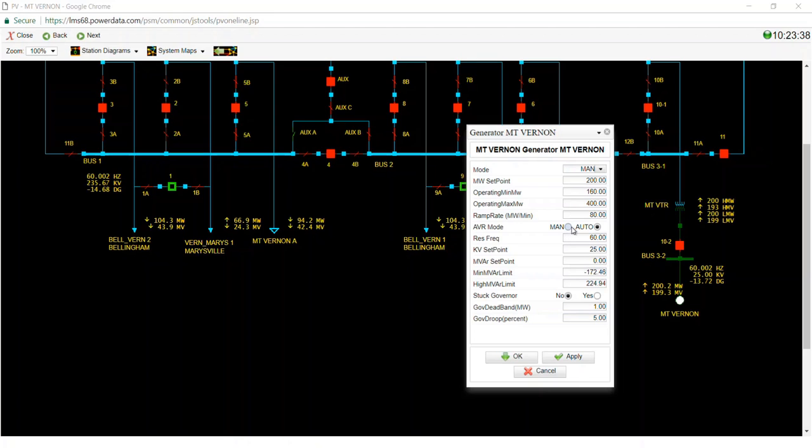If you were to switch the unit to manual, you would also have to change the megavar set point to equal its current output, or else you could have disastrous effects on the system. These limit values, the minimum megavar limit and high megavar limit values, even though they have a box around them, those are numbers that you cannot actually change.